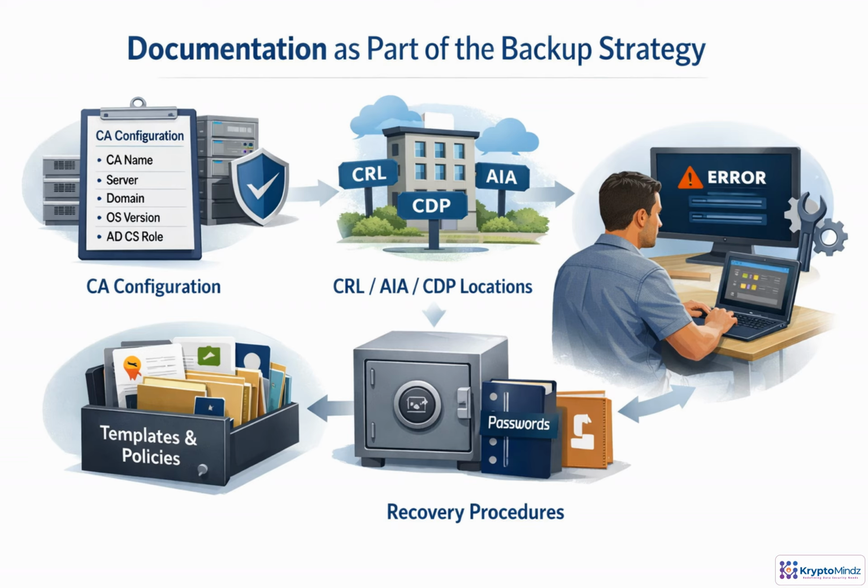Backups only help if someone can actually rebuild the CA. Treat documentation as part of your recovery media. Capture the exact CA configuration, names, domains, OS version, and role services. Document every CRL, AIA, and CDP location so paths can be recreated or updated. Keep an inventory of templates, permissions, and enrollment rules. Then write step-by-step recovery procedures and store them, along with passwords and key contacts, in a secure but accessible place.